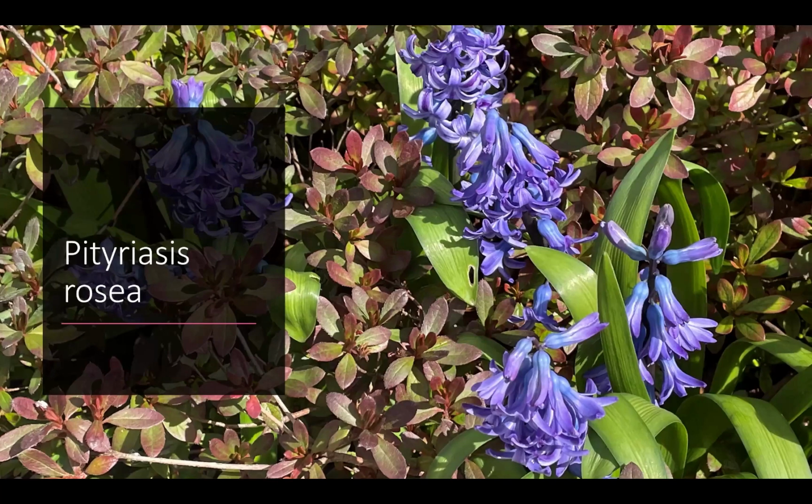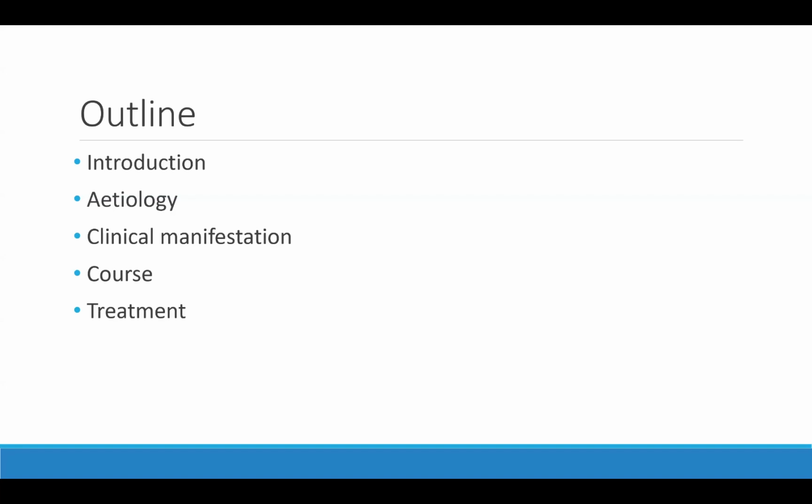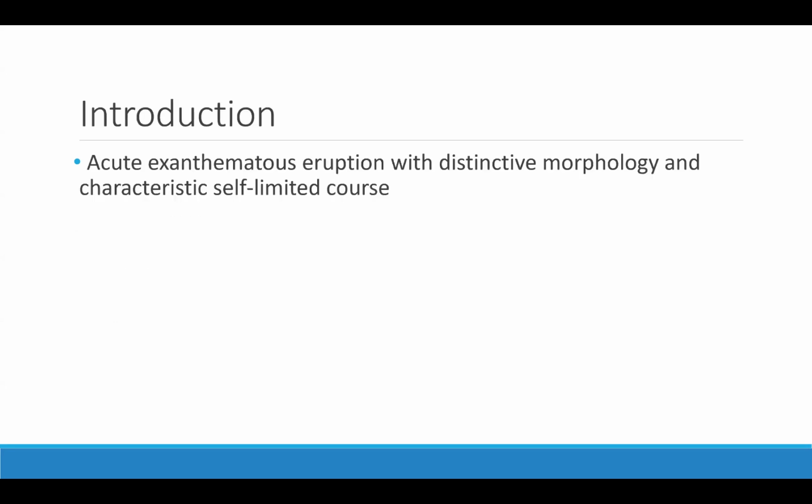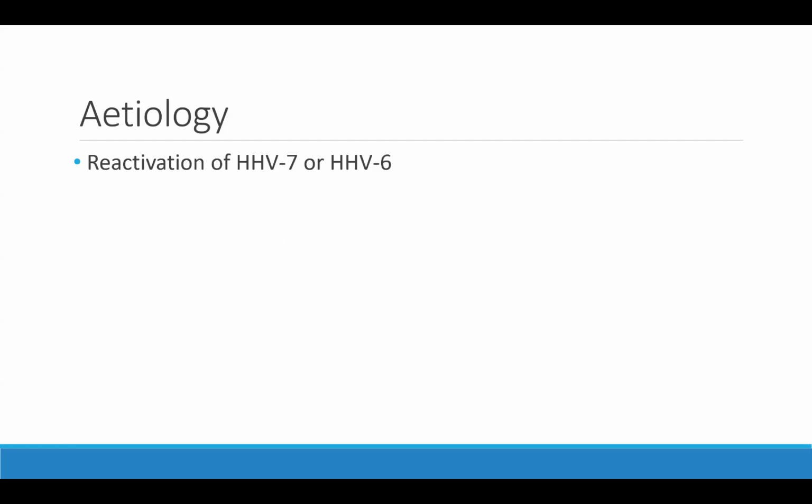The second topic that we will discuss today is Pityriasis rosea. This is the outline of the lecture: introduction, etiology, clinical manifestation, course, as well as treatment. What is Pityriasis rosea? It is an acute exanthematous eruption with distinctive morphology and a characteristic self-limited course. It is related to the reactivation of human herpes virus 7 or 6.